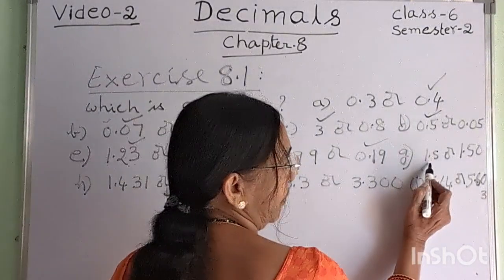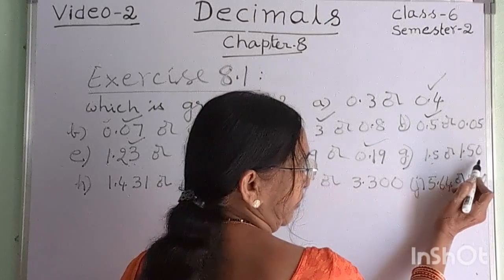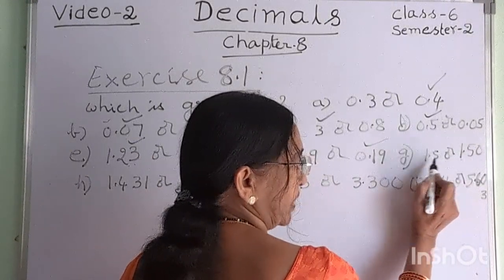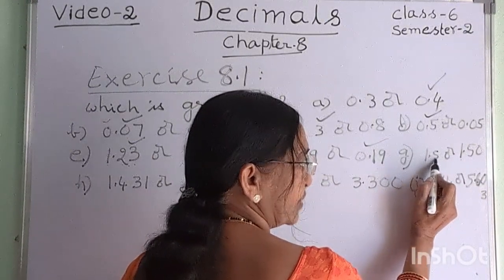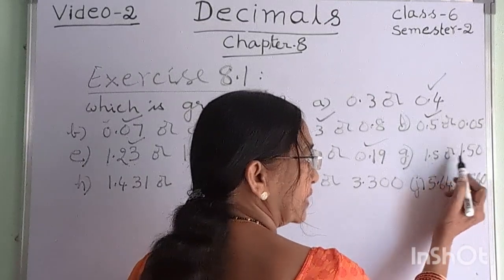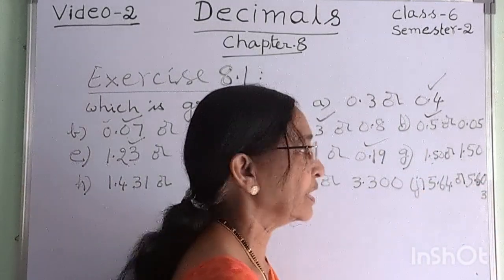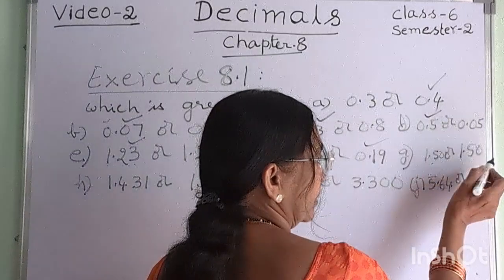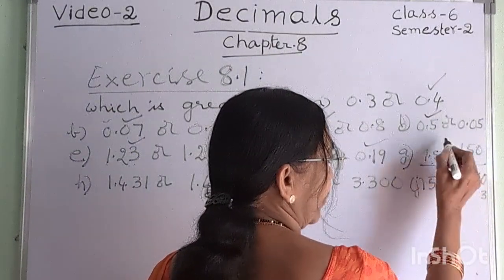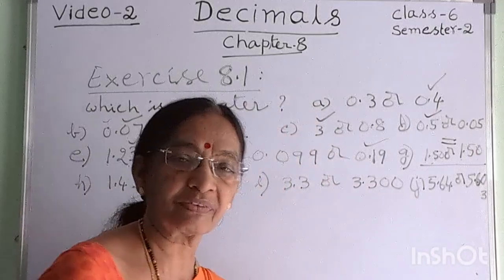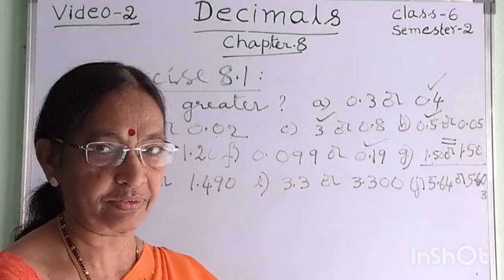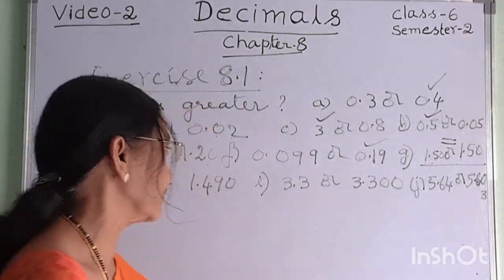Next, 1.5 or 1.50. Here in the ones place 1, 1. In the tenths place 5, 5. In the hundredths place 0, here there is no digit, meaning it is 0. This 0 has no value. Therefore, these two are equal. 1.5 is equal to 1.50. We can write it in any way.